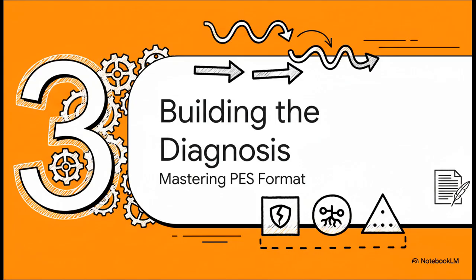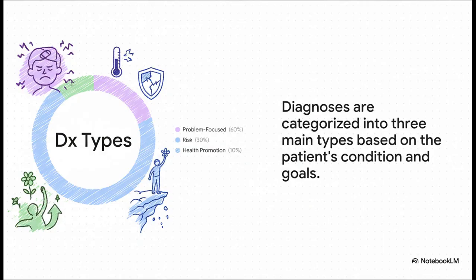It's called the PES format, and it's how you create a statement that's both clinically solid and legally defensible. First off, you got to know what kind of diagnosis you're even making. Is it problem-focused, meaning the issue is happening right here, right now? Is it a risk diagnosis? So the patient is vulnerable, but the problem hasn't actually happened yet. Or is it a health promotion diagnosis, where a patient is doing okay, but wants to get even better?